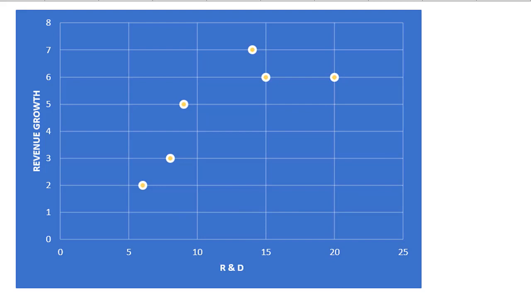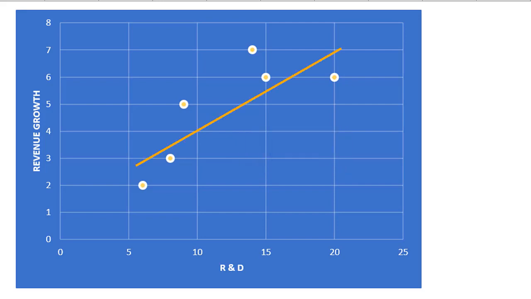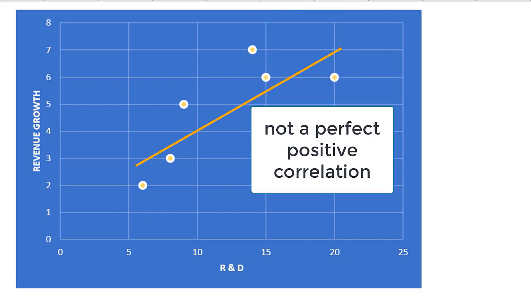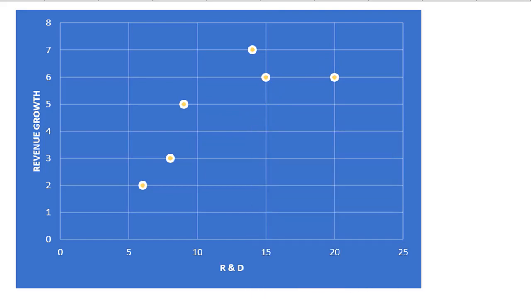When an increase in one variable is associated with an increase of the second variable, we say that the two variables are positively correlated. This type of relationship is known as positive correlation. This is not a perfect relationship because not all points lie in a straight line, but there is a relationship.